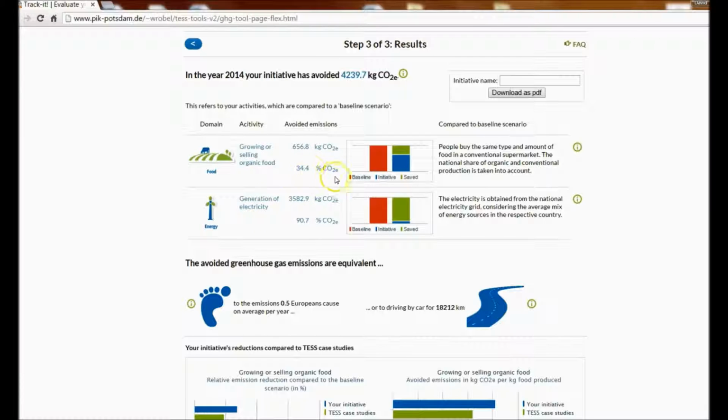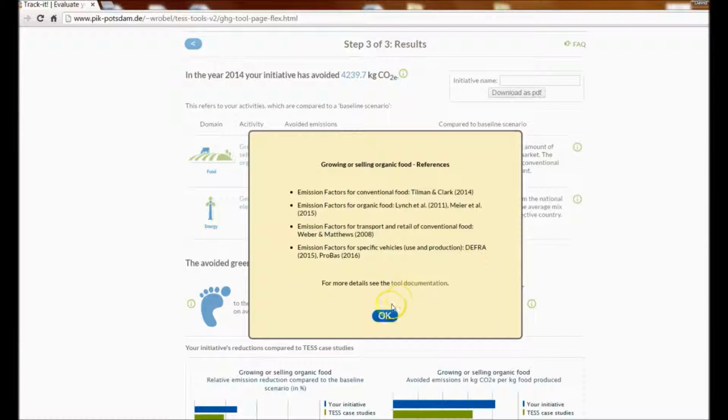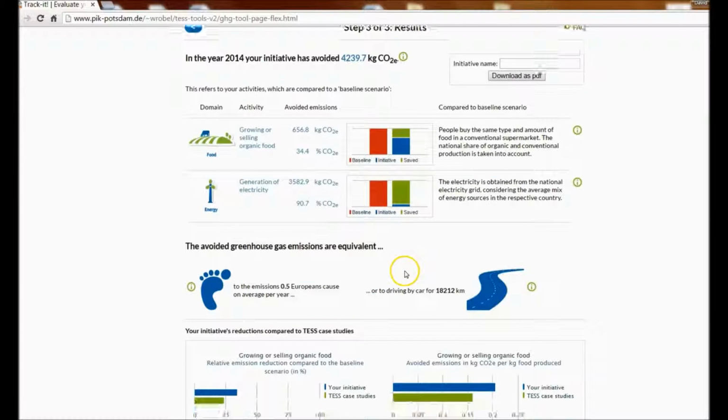We have a second indicator, which is a relative indicator. It describes the percentage reduction from the baseline scenario, which is then presented in this graph. So the baseline is in red, and in blue is the emissions of your initiative, and the reduction in green. It's a descriptive indicator. On the right hand side, we have the definition of the description of the baseline scenario. So how was it compared to this scenario? Here we have some of the emission factors and where the data sources that were used for the calculation.